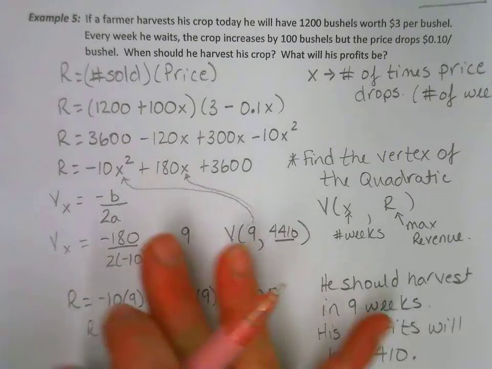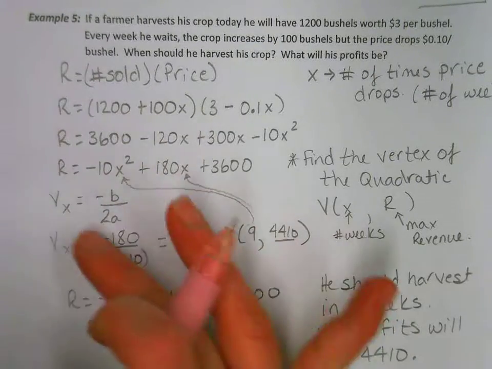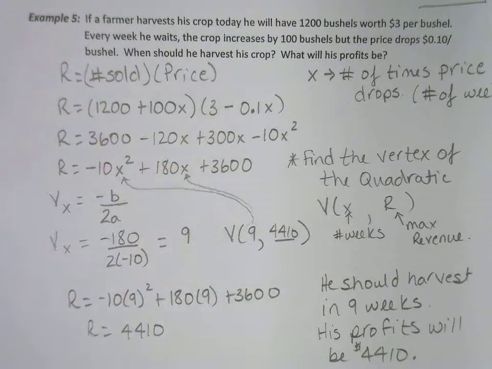Okay, so you need to pick a method that you want to stick to. Either find that vertex by completing the square, or find that vertex by using this negative b divided by 2a. It's totally up to you. They're both algebraic processes. You need to pick one.